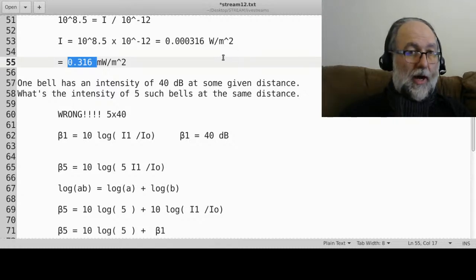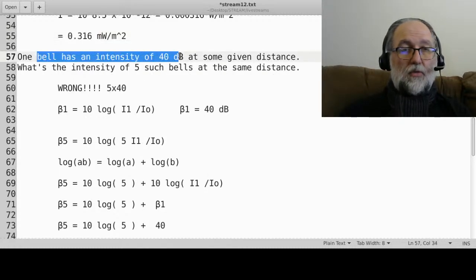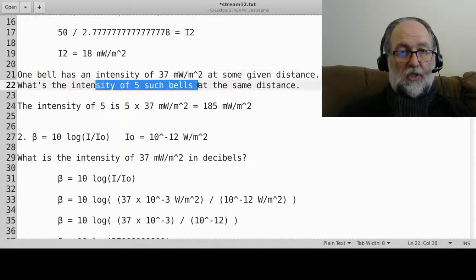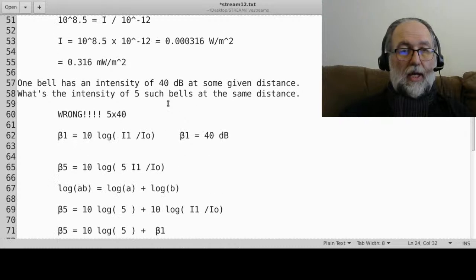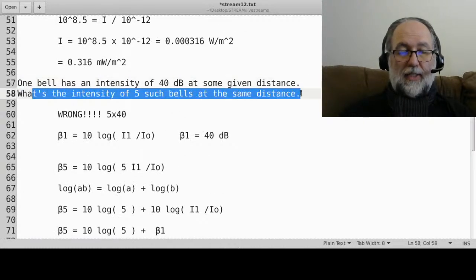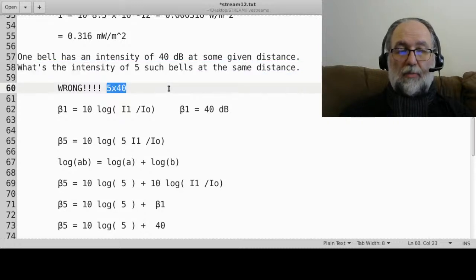And let's go on. Okay, when it comes to decibels, it is wrong to do what we did here, which is just multiply. All right, here, same kind of question. One bell has an intensity of 40 decibels. What's the intensity of 5 such bells? Don't just multiply by 5.